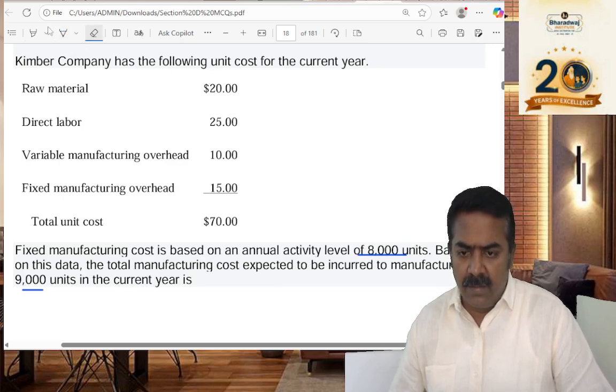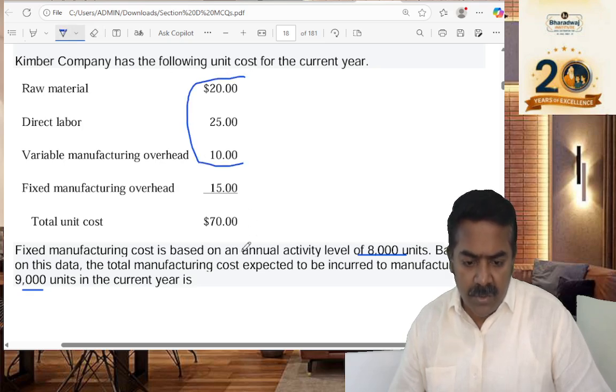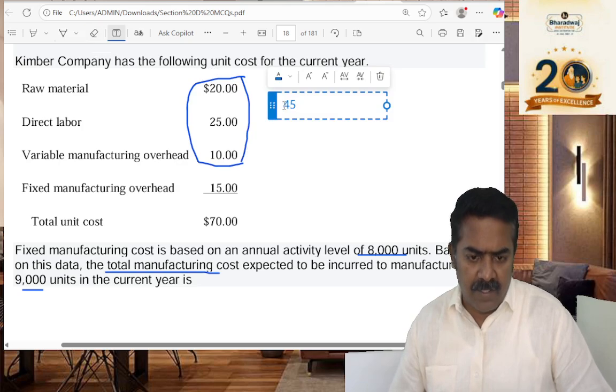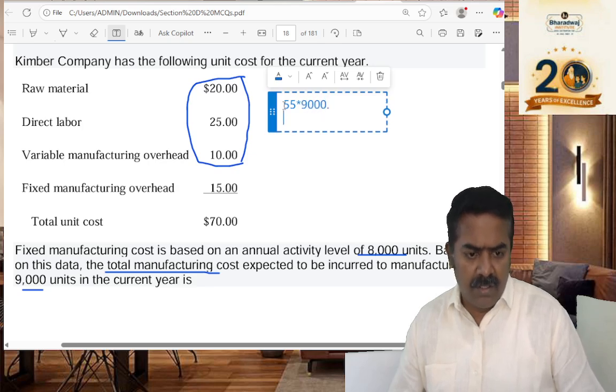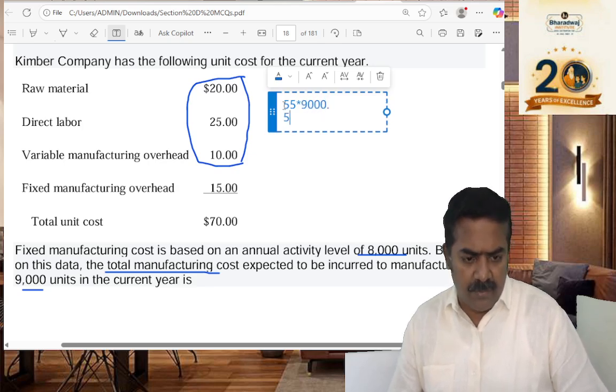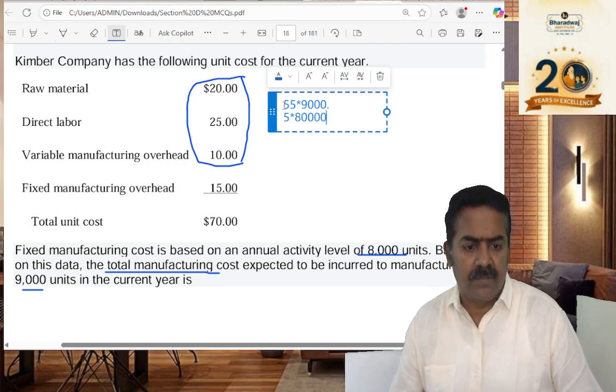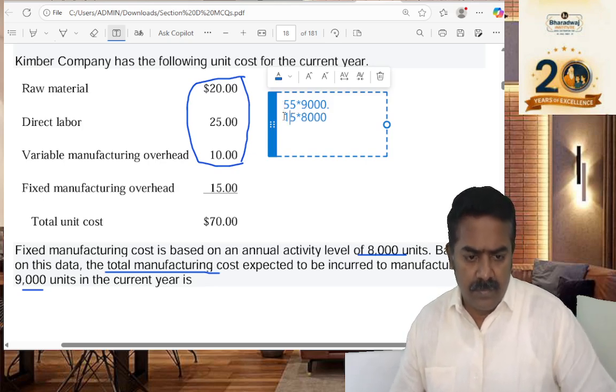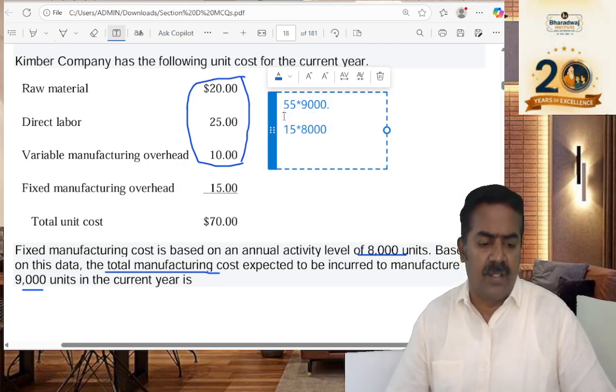See, variable cost. What is a variable cost? No, they ask you to find out total manufacturing cost, not overheads. So 20 plus 25 plus 10. What is the variable cost? 45 or 55. 55 into 9,000, that is variable. Fixed will remain the same, 15 into 8,000. Fixed cost will not change. Right? So 15 into 8,000 plus 55 into 9,000. What is the answer?